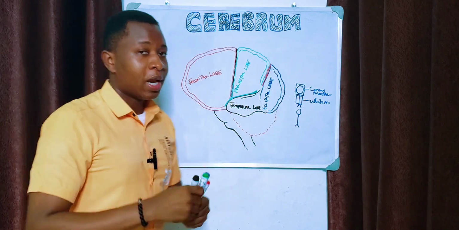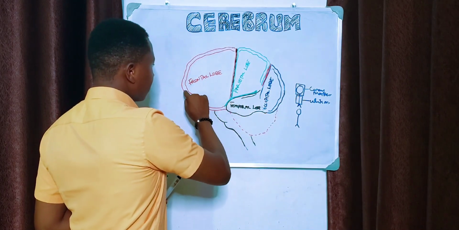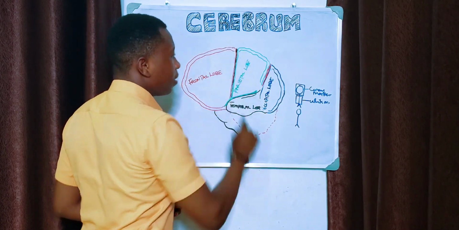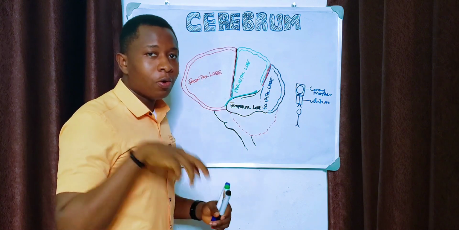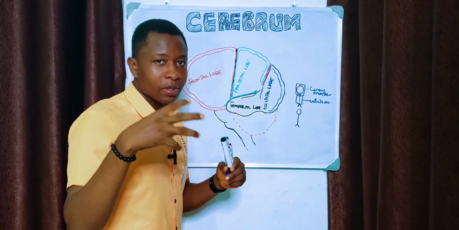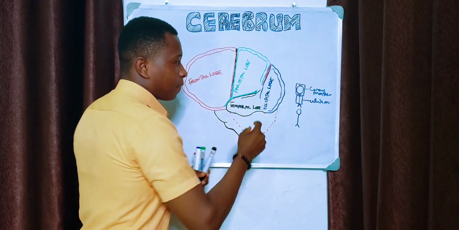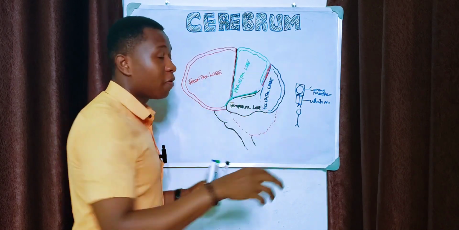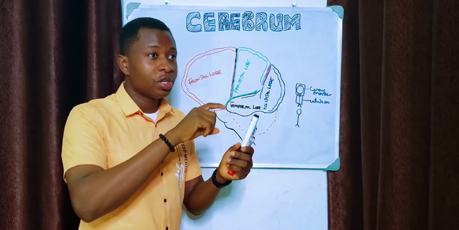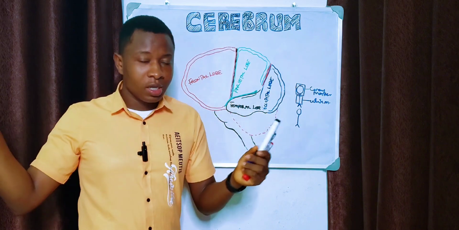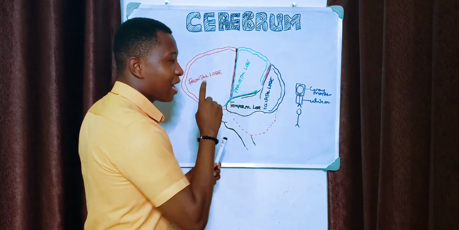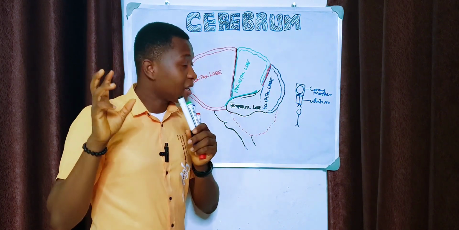Now, lest I forget, this part is made up of gray matter. The main generation of action potential happens in the gray matter. This other part is made up of white matter, which are like highways that transmit the impulses generated at the hillock of the axon.